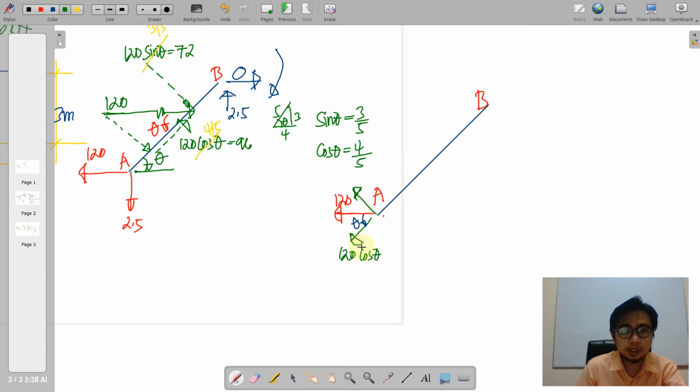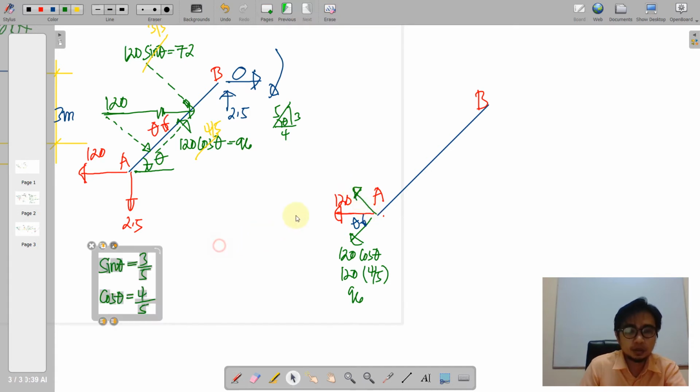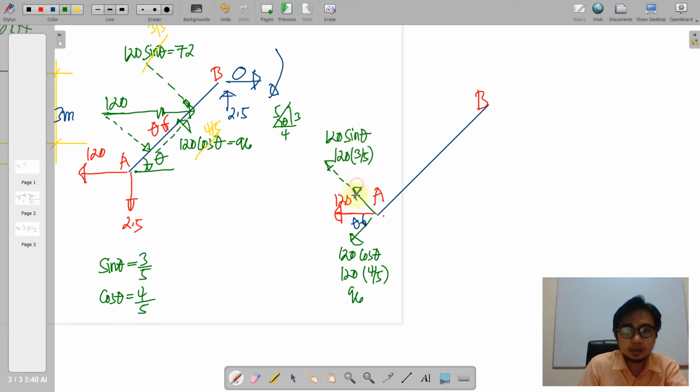So this is 120 cosine theta, and cosine theta is 4/5, so this is 96. For this component, we just have to transfer this, then extend this one. That is pretty obvious: 120 sine theta, and sine theta is 3/5, so the value is 72. Okay, we highlight the components for 120: 72 and 96.